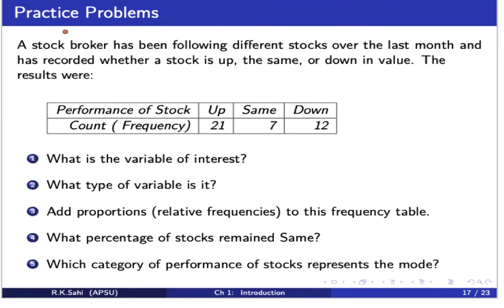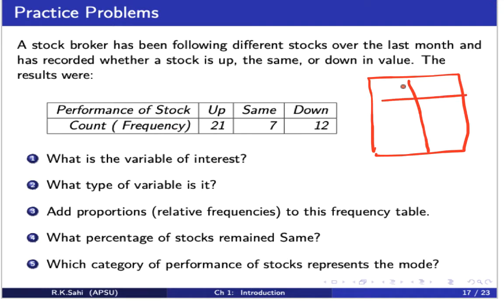This problem says a stockbroker has been following different stocks over the last month and has recorded whether a stock is going up, down, or has remained the same in value. So these are the results. I could have written it in the form of columns, but just to save space, I have written it like this. So the first column is basically my first row here. This basically is the performance of stocks.